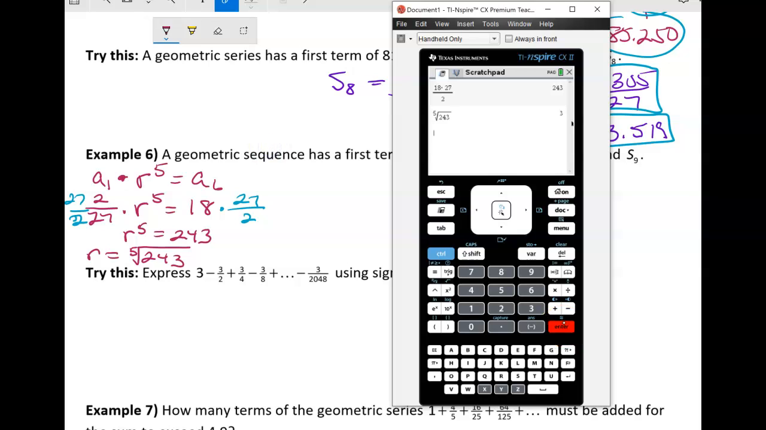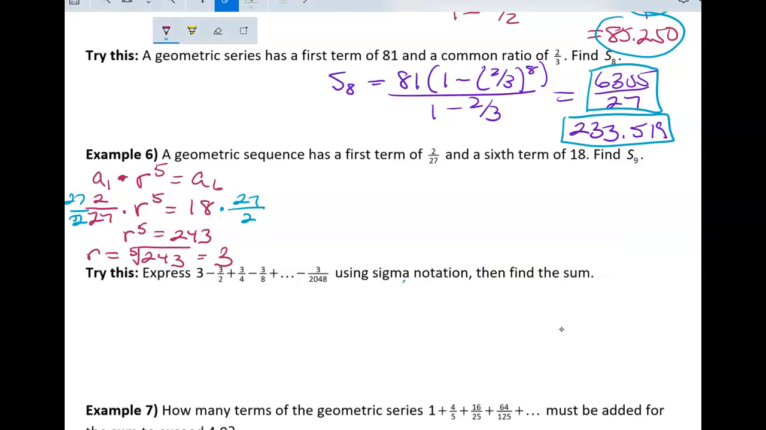There's a second way that you can key this in as well. This one might be easier if you like fractional exponents. The 5th root is the same as raising 243 to the 1/5 power. So that gives us 3. So we found the common ratio is 3. Now, I think we have everything that we need to find the partial sum.